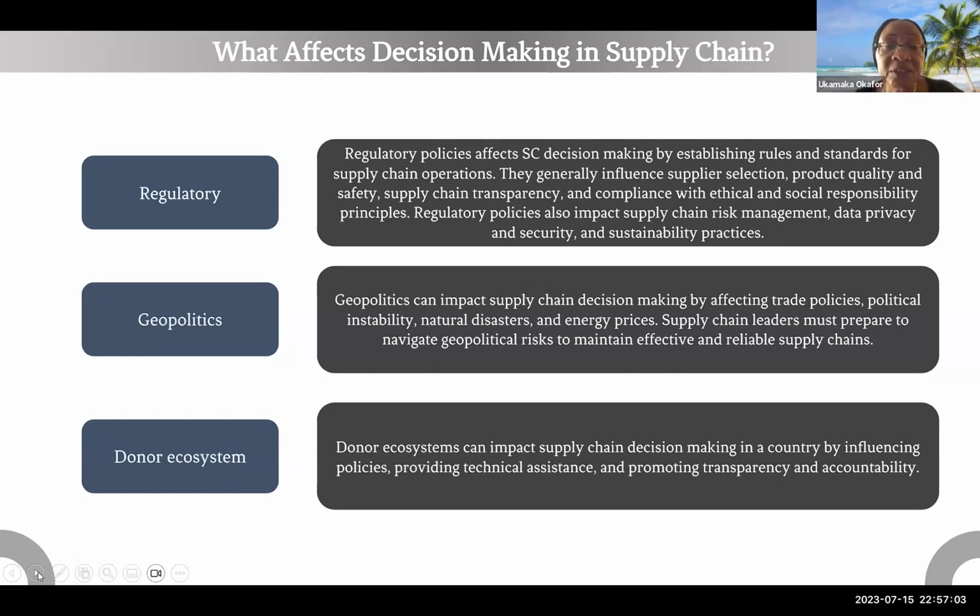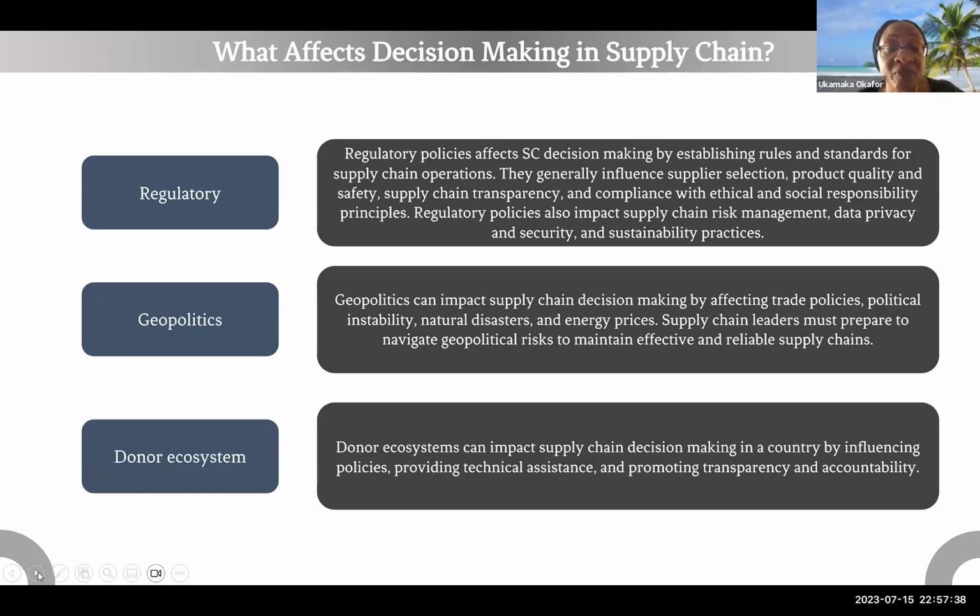Another one now is regulation. Regulatory policies affect supply chain decision making by establishing rules and standards for supply chain operations. They generally influence supplier selection, product quality and safety, supply chain transparency and compliance with ethical and social responsibility principles. Regulatory policies also impact supply chain risk management, data privacy and security, and sustainable practices. So regulation is very important when you are making decisions concerning supply chain.